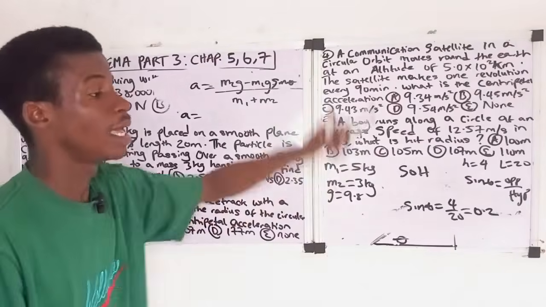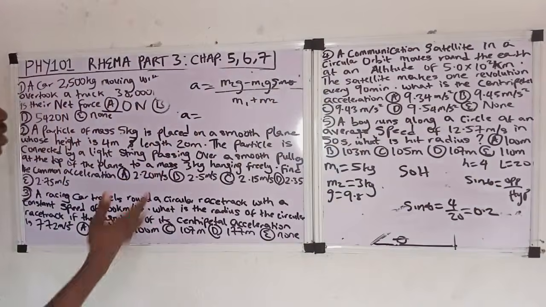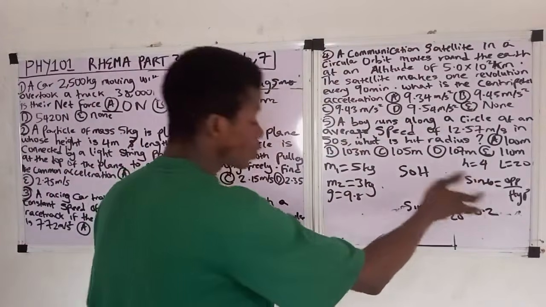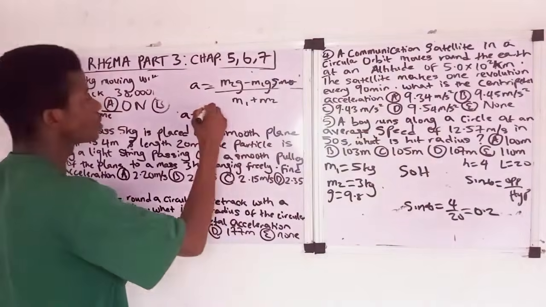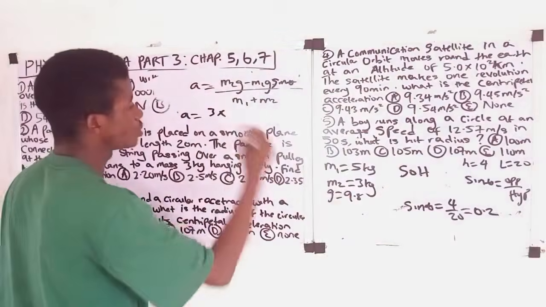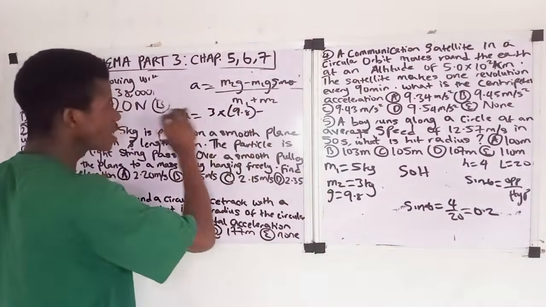They told us that the length of the plane is 20 and the height is 4. So we now know that our sin theta is equal to 0.2, right? So now let's continue. Our M2 is 3 times G, and G is 9.8, minus M1.